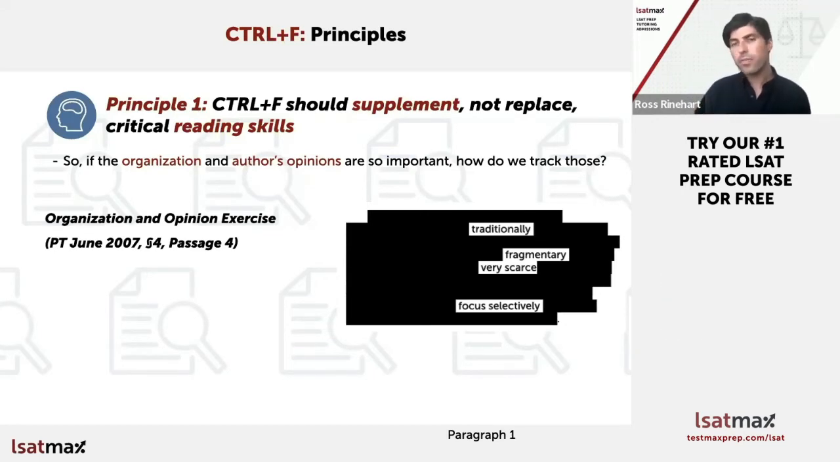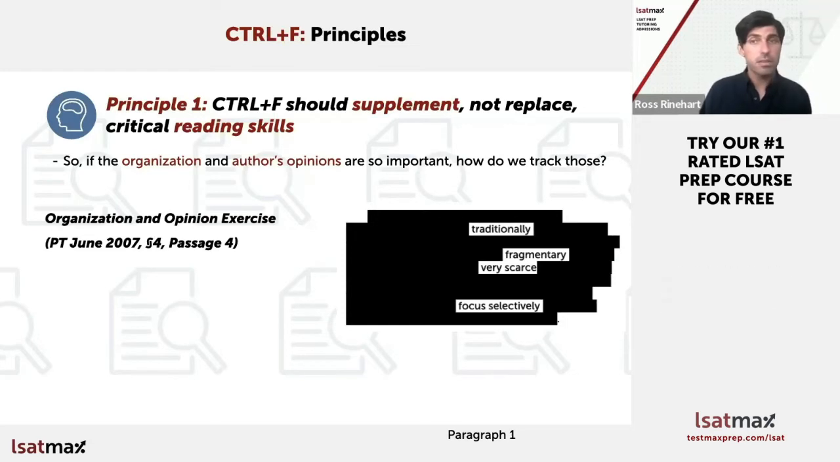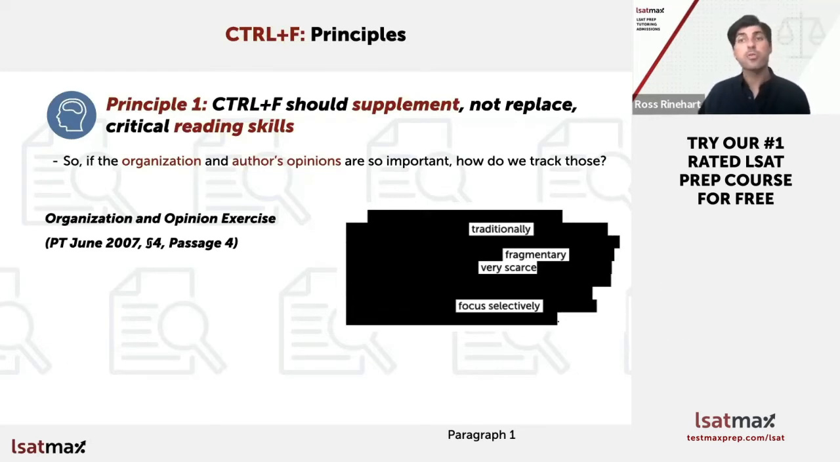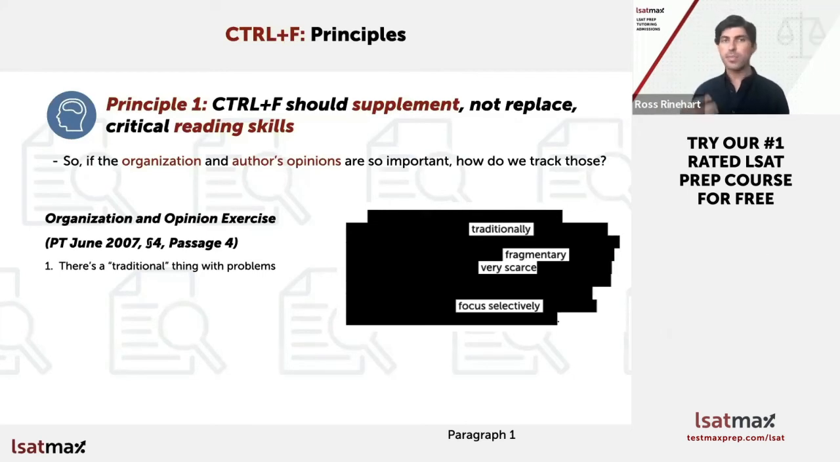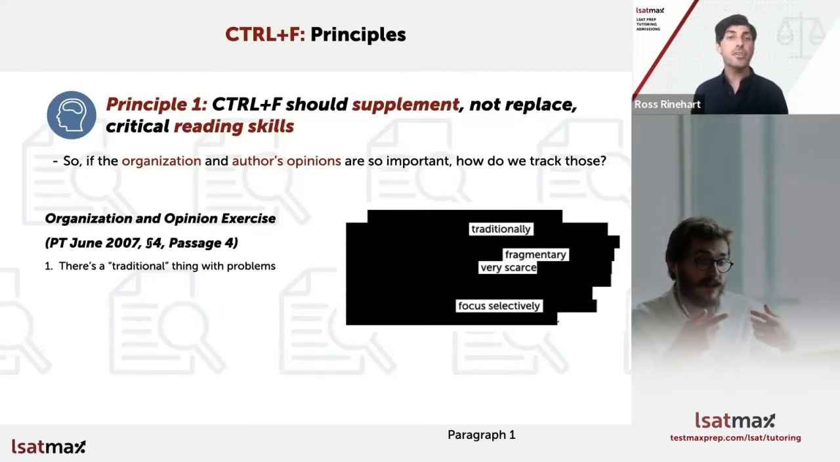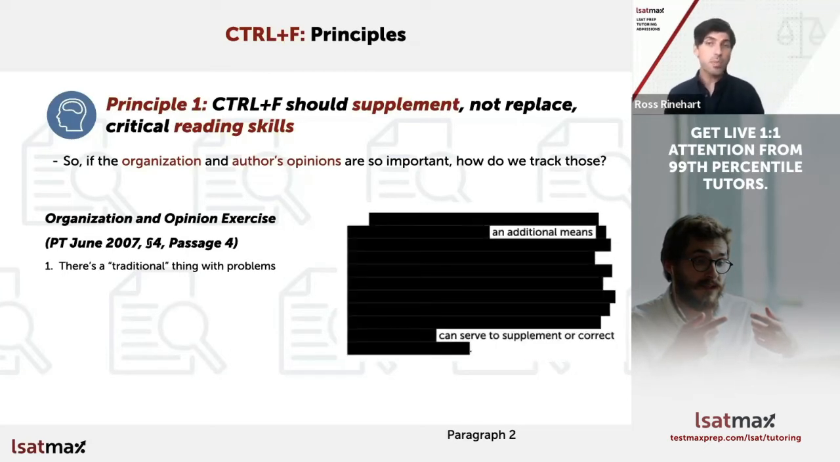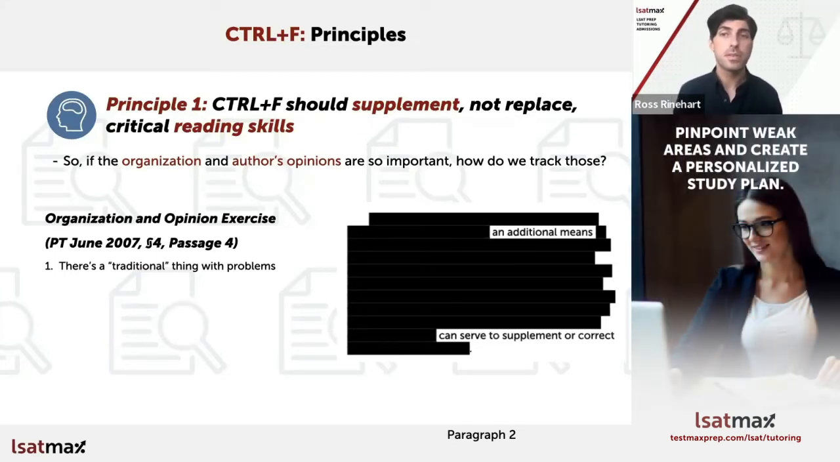Then also focus on these other phrases that suggest the author's attitude towards that traditional approach. The author says that traditional approach is very fragmentary, scarce, it focuses selectively. These are not positive words. These are words that the author is using to criticize this traditional means of doing whatever it is. So I just know that this paragraph is about the traditional thing, and the author's attitude is that this traditional thing has some problems.